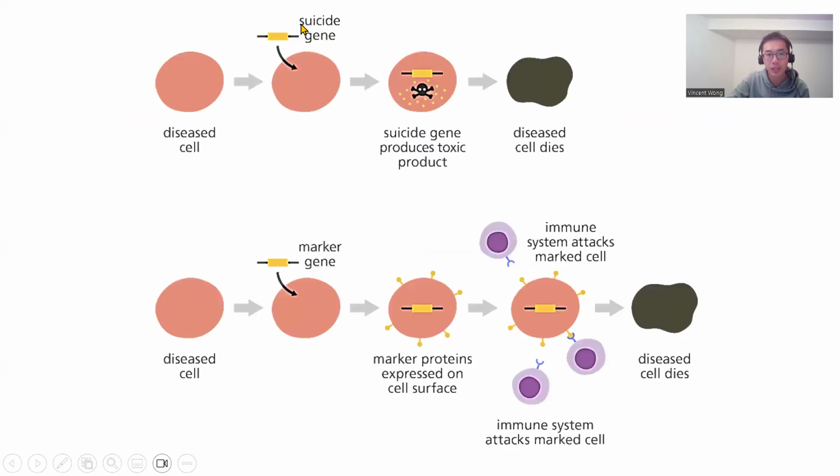So here is the suicide gene: deliver it into the disease cell, cause it to die. Or you put a marker gene and now you have all these glowing beacons on it, and the white cells will come and eat them.